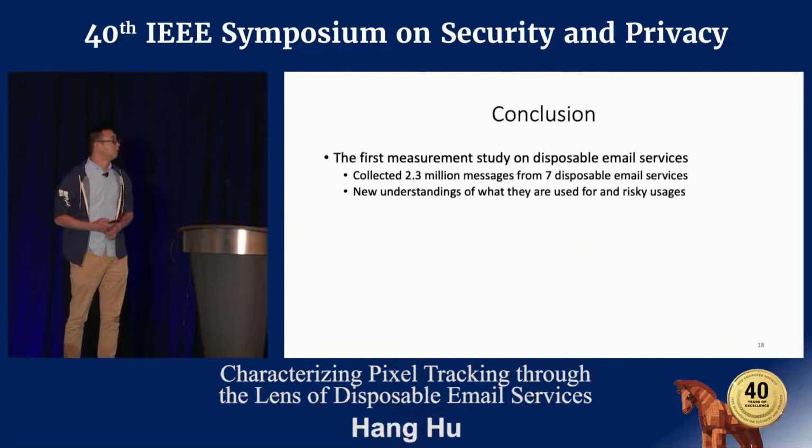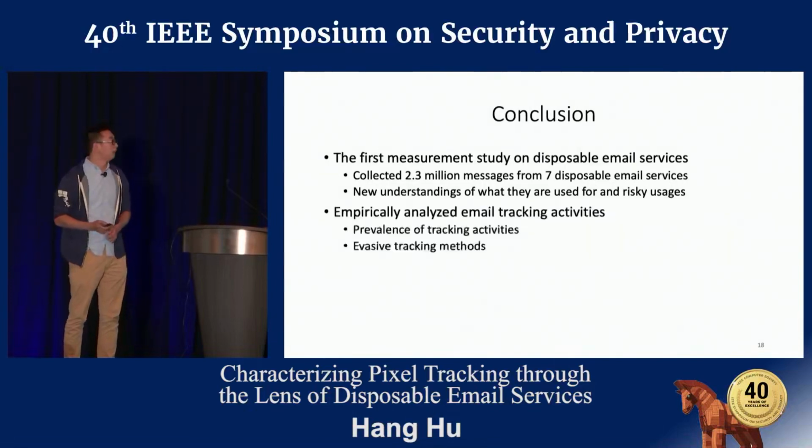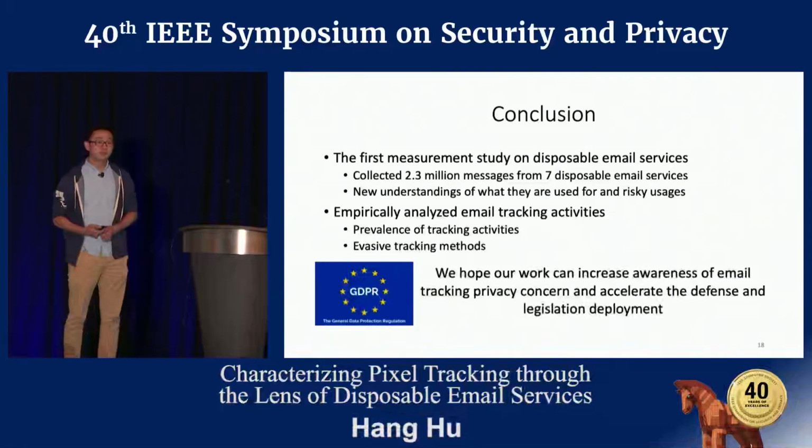In conclusion, we did the first measurement study on disposable email services. We collected 2.3 million messages from 7 disposable email services, and we provide a new understanding of what they're useful for and the risky usages. We empirically analyzed email tracking activities. We studied the prevalence of email tracking activities, and we studied the evasive tracking techniques. GDPR is pushing to better protect users' privacy and data, and we hope our work can raise awareness of the privacy concern of email tracking and accelerate the defense and legislation of the deployment.